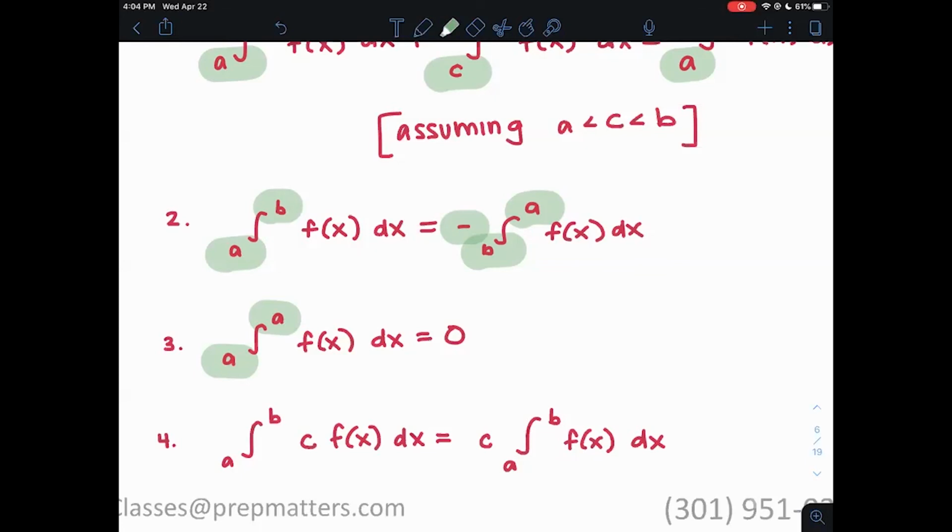And then the same thing that occurs with differentiation. If we have a constant in front of our function, and then we are trying to take the integral of a function, that constant can come to the outside. The constant can come out of the integration, which makes things a little bit easier.